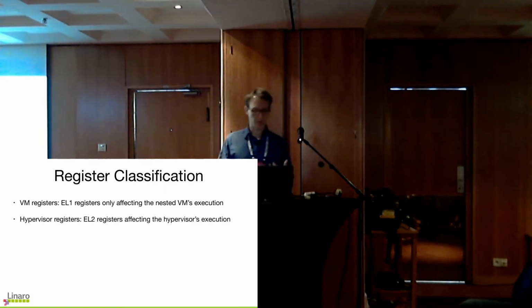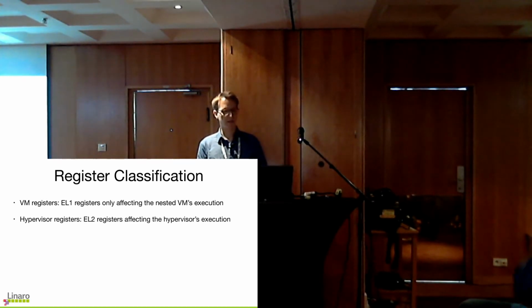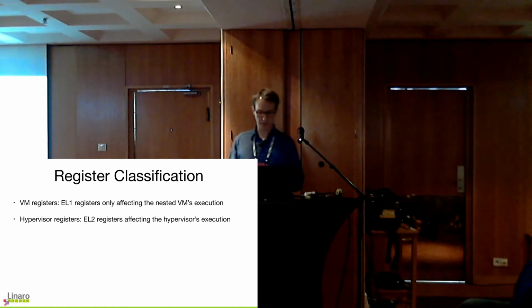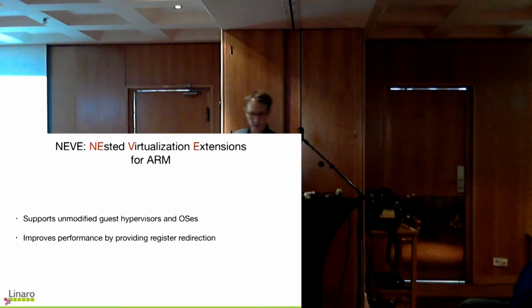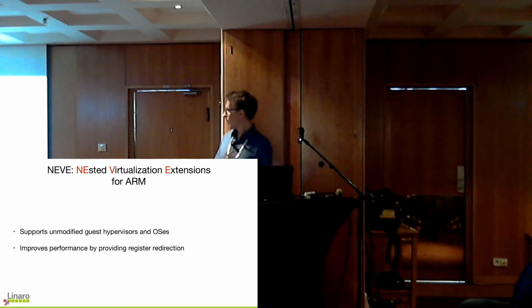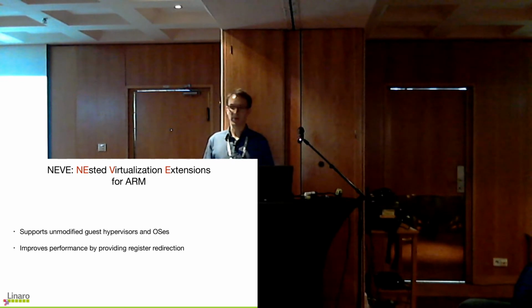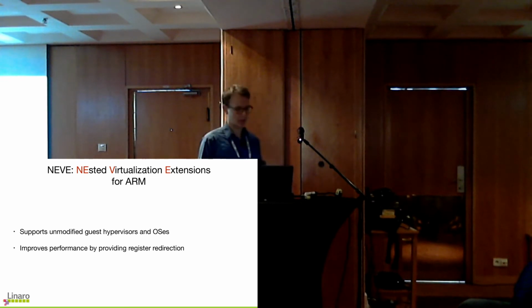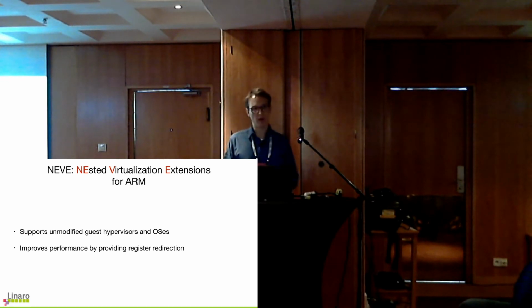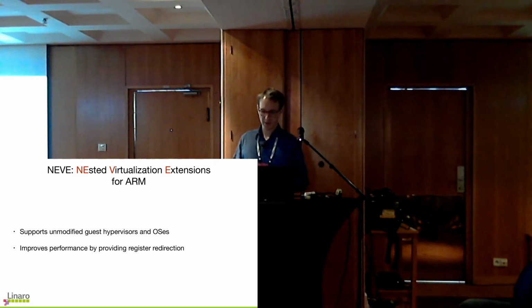So what we did was we looked at the traps, and we found that all of these traps are related to system register accesses, and they belong to really one of two categories. We took that insight into those two categories, and then we prepared an architecture proposal that we called NEVE, for Nested Virtualization Extensions for ARM, for how to modify the architecture to make the performance better. It uses register redirection to do that.